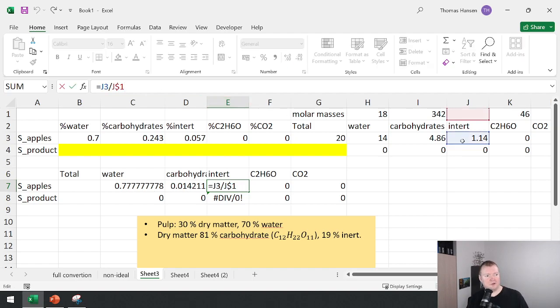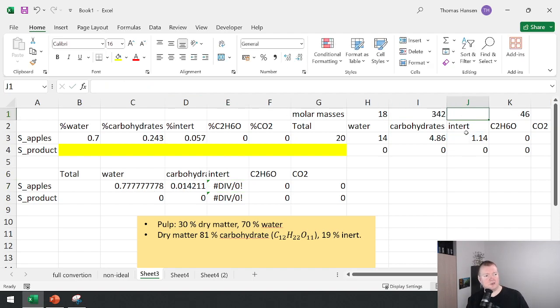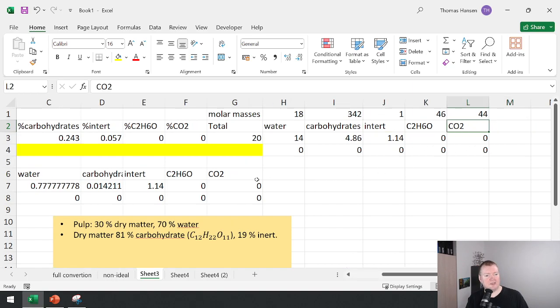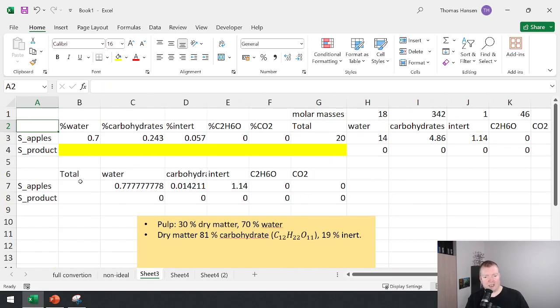No, what went wrong? Oh, it's because we don't have any value there. Let's just give it 1. Doesn't matter. The inerts we don't really have to deal with, but we'll just keep them anyway. So now I have a way of calculating the number of moles. If I wanted to, I could calculate the totals. We don't really need them.